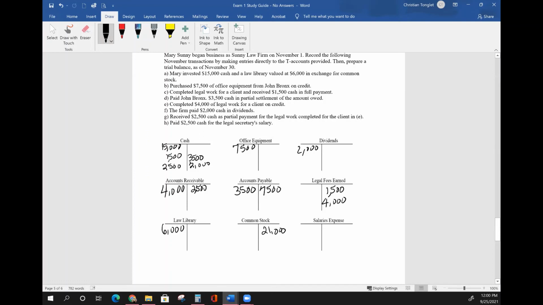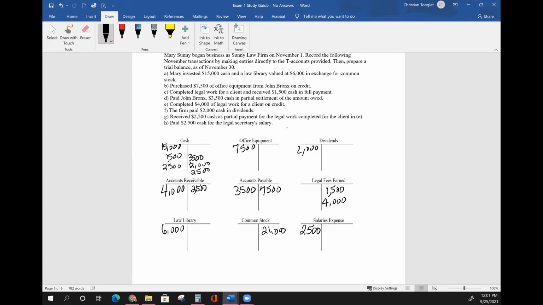H says paid $2,500 cash for the legal secretary salary. Again, I'm spending $2,500, so that is my cash going out, a credit. And it's for an expense because I'm paying my secretary a salary. So now I have salaries expense, which is a debit, $2,500.